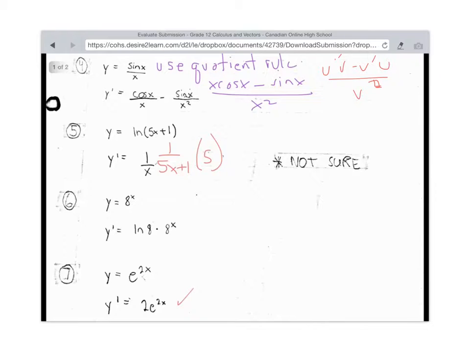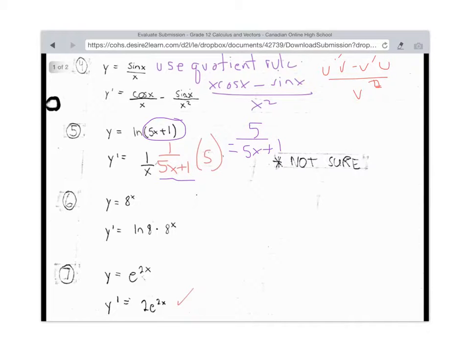Question 5, same thing with derivatives of ln. In general terms, the derivative of ln x is 1 over x. But if the function that you're given is ln of 5x plus 1, then that x is going to get replaced with 5x plus 1. And then we've got a chain rule because the function 5x plus 1 has its own derivative of 5. And so you would write that as 5 over 5x plus 1.